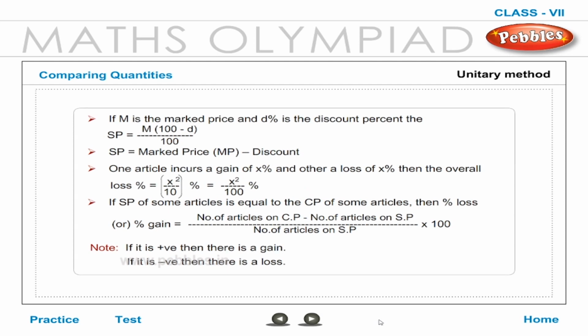If M is the marked price and D% is the discount percent, then the SP, that is the selling price, is equal to M into (100 minus D) divided by 100. SP is equal to marked price, that is MP, minus discount.